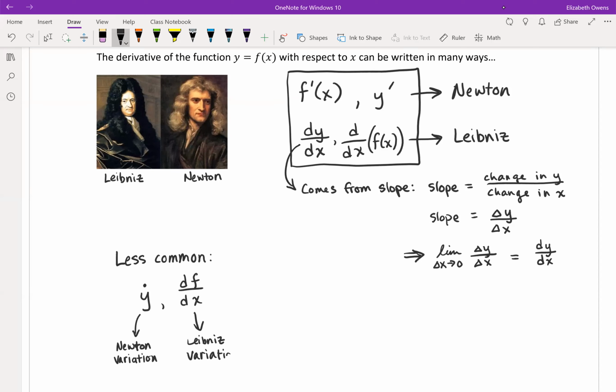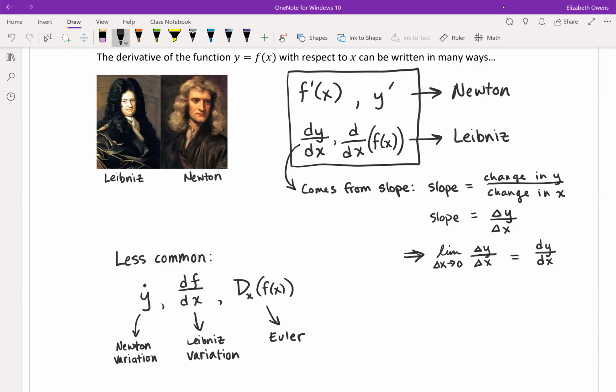And then one more that we won't really see in this class, but just to prepare you in case you see it somewhere else, capital D sub x also means derivative with respect to x of whatever comes afterwards. So if you see D sub x of f of x, that also means the derivative with respect to x of this function f of x here. And that's kind of a funky one. Again, we don't really see that too often. This is from a third guy who decided to get into the fray. This is from Euler.